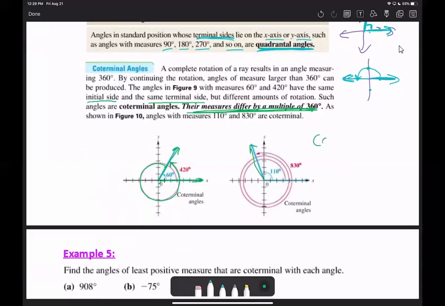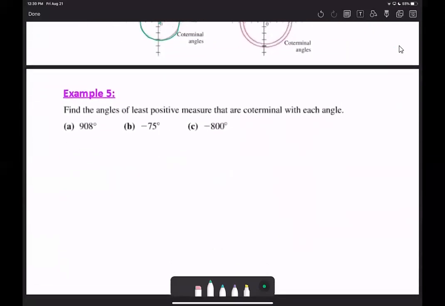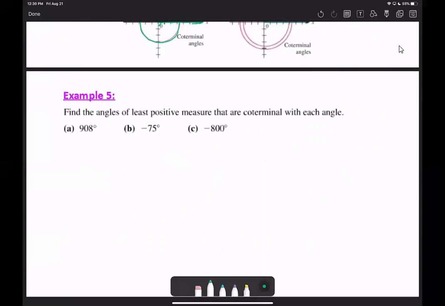So when you're thinking of coterminal, think about that word. Coterminal angles are angles that have the same terminal side. Okay, so they differ by 360. To find these angles, we will add or subtract multiples of 360. So when I have a positive angle, I'm going to subtract. And if I have a negative angle, we will add.